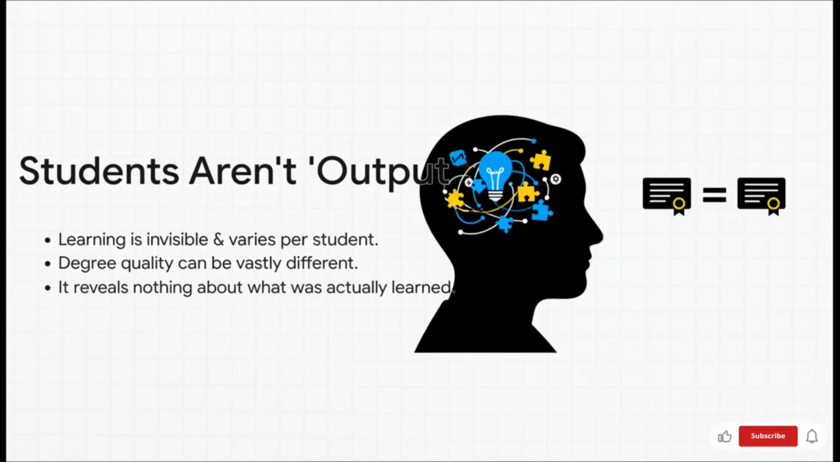And this is exactly why using the number of students as your output is so messed up. The real product is learning, right? But learning is invisible, and it's totally different for every single person. A degree from one college is not the same product as a degree from another. So any cost calculation based on that is pretty much meaningless.